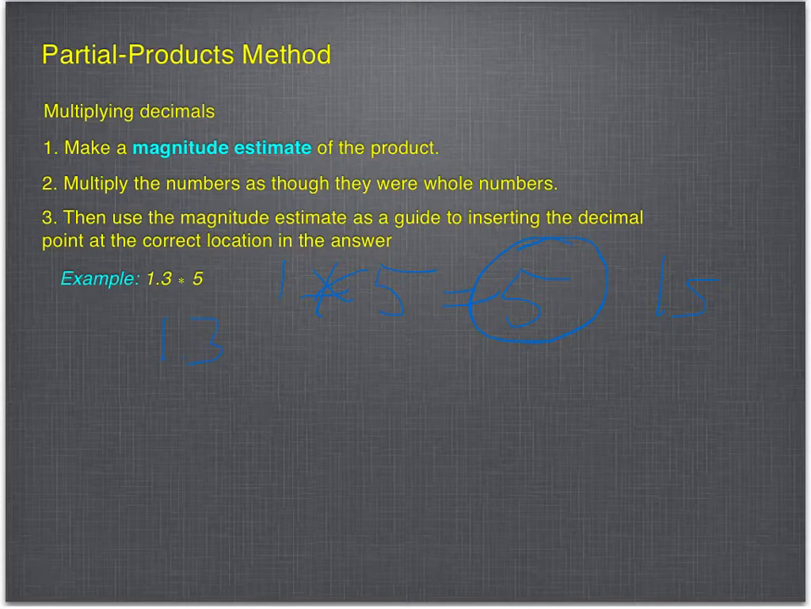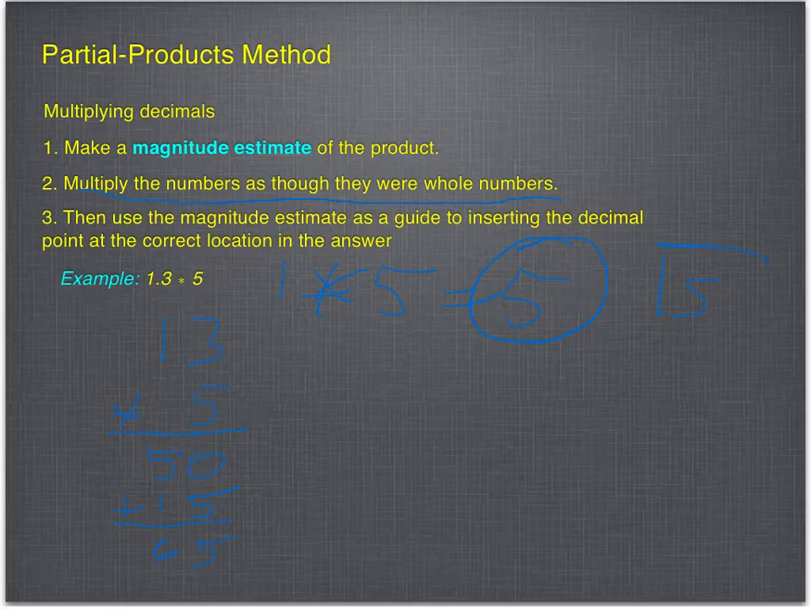I'm going to put the decimal point, even though we're multiplying. The second step says multiply the numbers as though they're whole numbers. So right now we're just ignoring the decimal. Okay? So with our partial products, this is what I get. I'm going to do 10 times 5 first, and that gives me 50. Now I have 5 times 3, which gives me 15. I add them up, and I get 65.